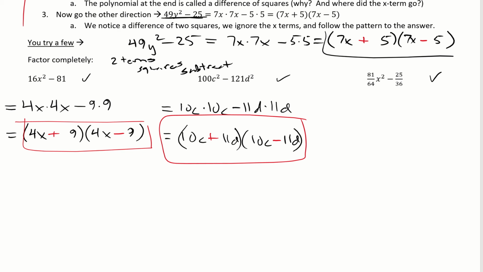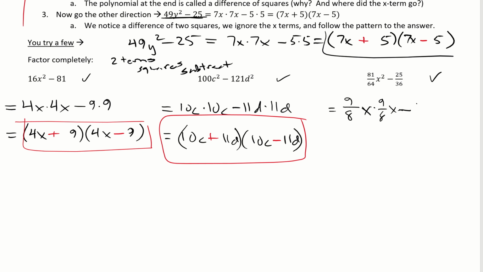The last one, well, 81, we've seen that before. This is 9, I guess you could say 9 over 8x times 9 over 8x.